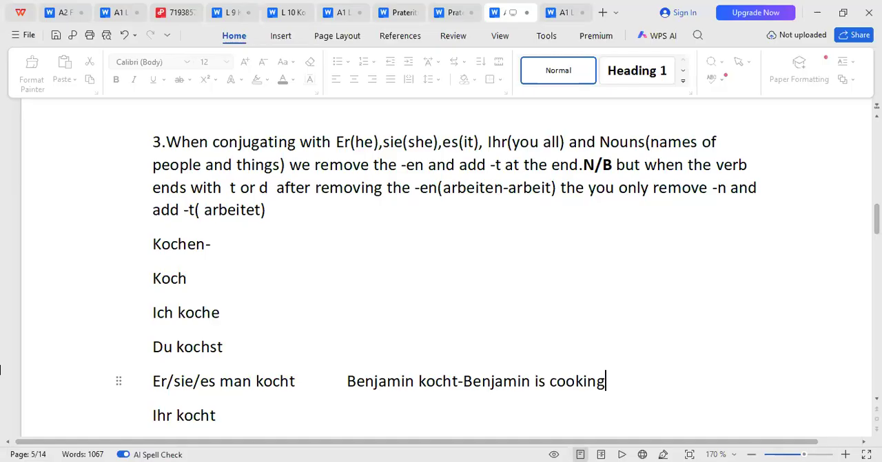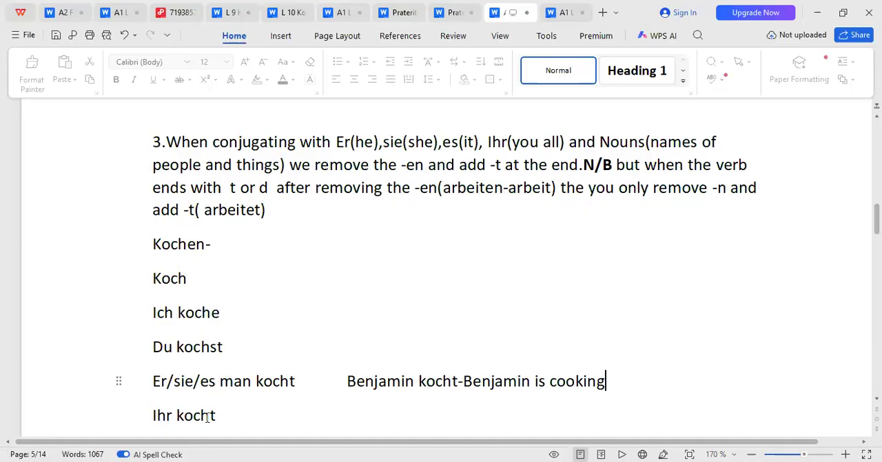So the er is he, so they fall in the third person. Er is he is cooking. Sie is she is cooking. Sie kocht. Man, Benjamin. Now man is the name, your name. Replace that man with your name. Then after er, sie, es, man, we have the ihr.